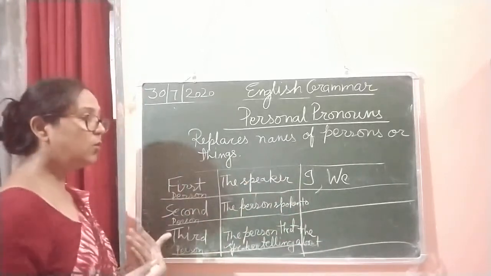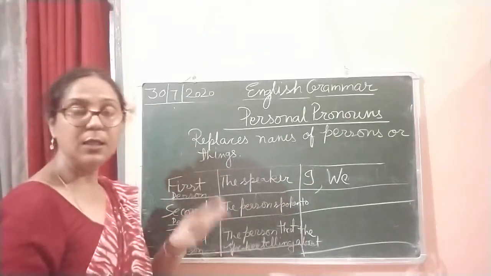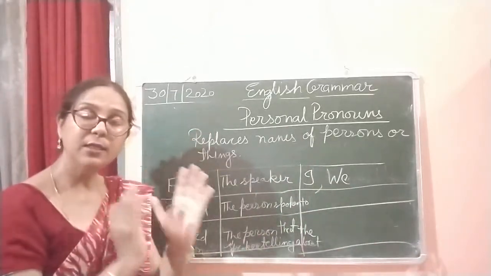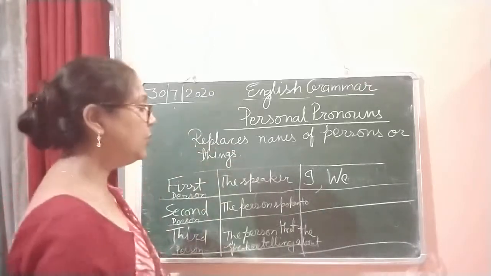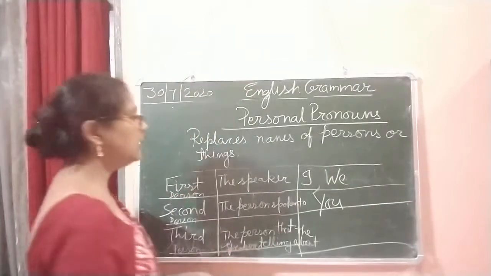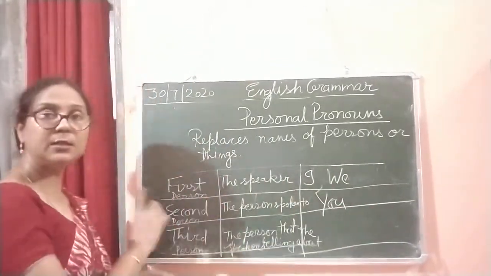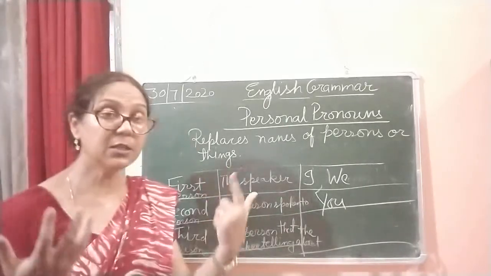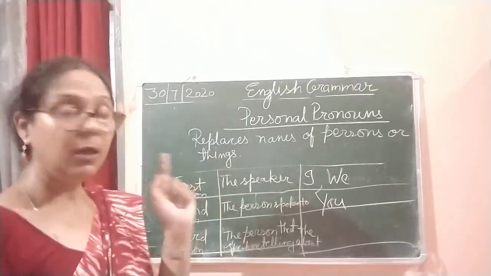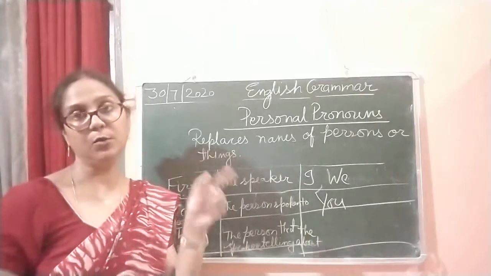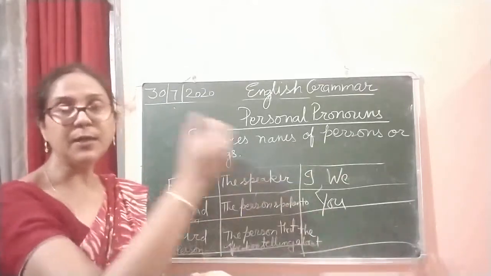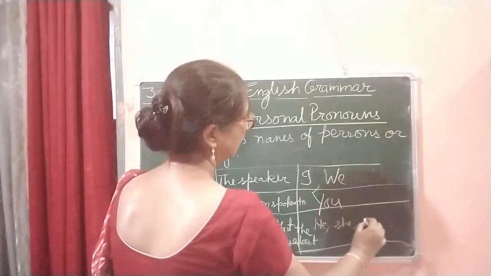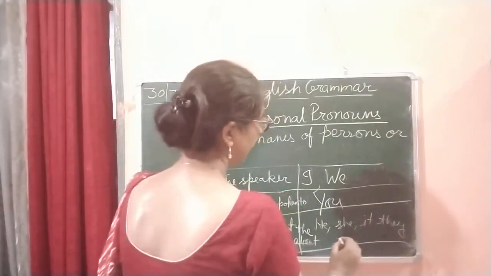Now we are moving to the second person. The person spoken to. If we are talking to another person, that is called the second person. So always remember, you is a second person. It means the person spoken to. Now we are moving to third person. Third person is the person that the speaker is telling about. The speaker is telling about the person. So here you can use he, she, it, they, and so on.